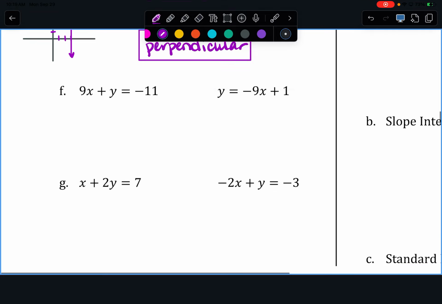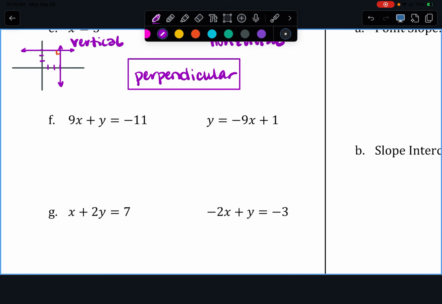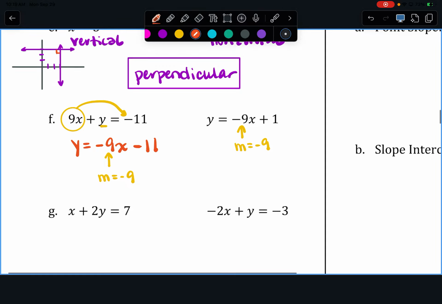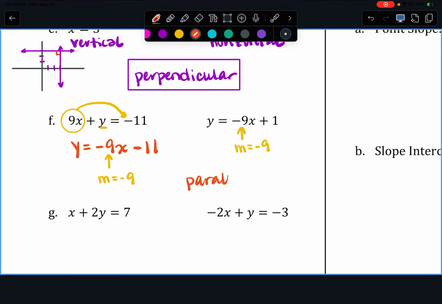All right, letter F. What do we got? 2 more of these. Letter F, this is not in y equals mx plus b form. It's really close, right? We need to get this y by itself, which means we need to pick up this 9x and move it to the other side. So that's going to give us y equals -9x, and then kick that -11 out. And yay, that's in y equals mx plus b form, so our slope is -9. This one's already in y equals mx plus b form, so I can go ahead and identify my slope as -9. And it looks like those are the exact same slope, -9 and -9, so that makes these 2 lines parallel.